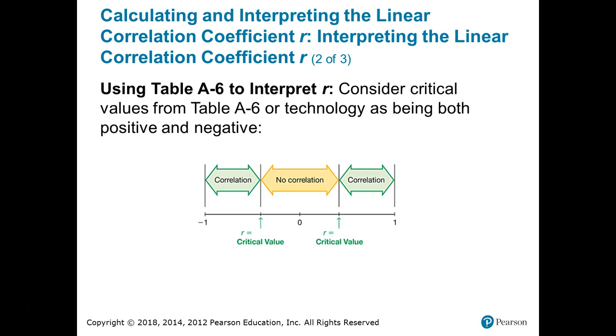This visual helps as well. So using Table A6 to interpret r, consider critical values from A6 or technology as being both positive and negative. Again, if your value r falls between the critical value and -1, or the critical value and +1, there is a correlation. And if it's between the two of them, there is no correlation.